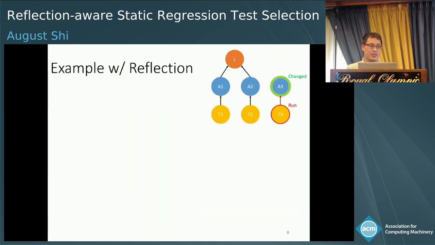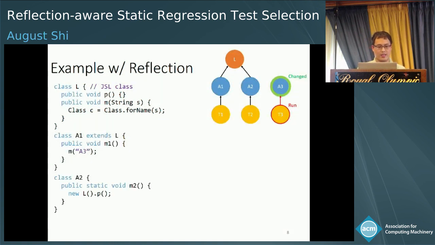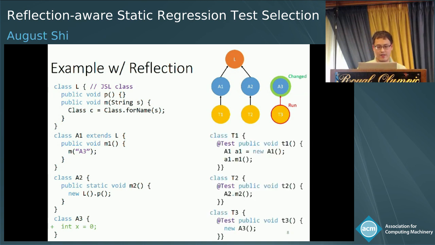So to illustrate an example, let's consider the dependency graph I showed from before, and let's look at some code behind this graph. So I'm going to show some bit of code for each of these nodes, and I'm going to highlight the important parts of it. To start with, we have the library code. So this is something we're not modifying. It's actually in the Java standard library. That's class L. Classes A1, A2, and A3 are the classes that the developer has written and wants to test. In particular, A3 is the one that actually has a change. And of course, tests T1, T2, T3 test those classes.